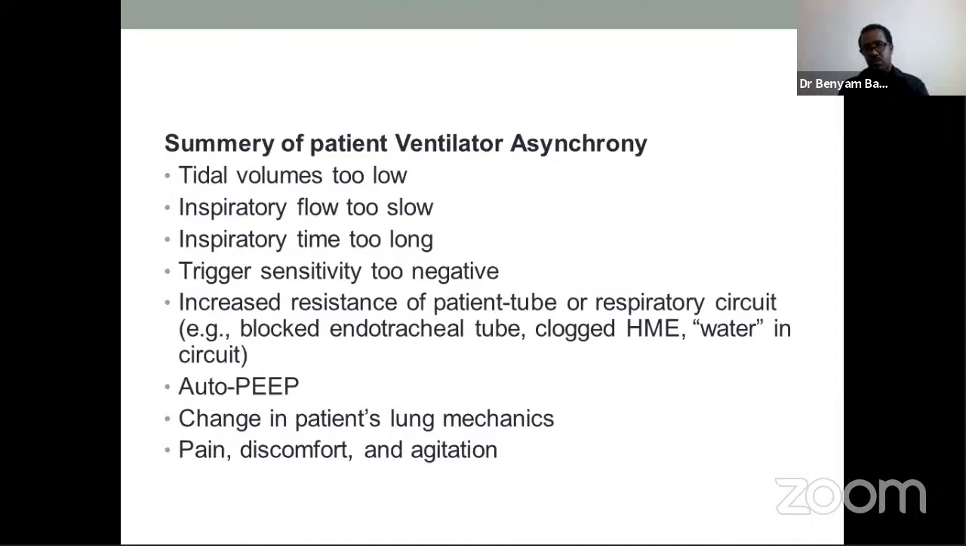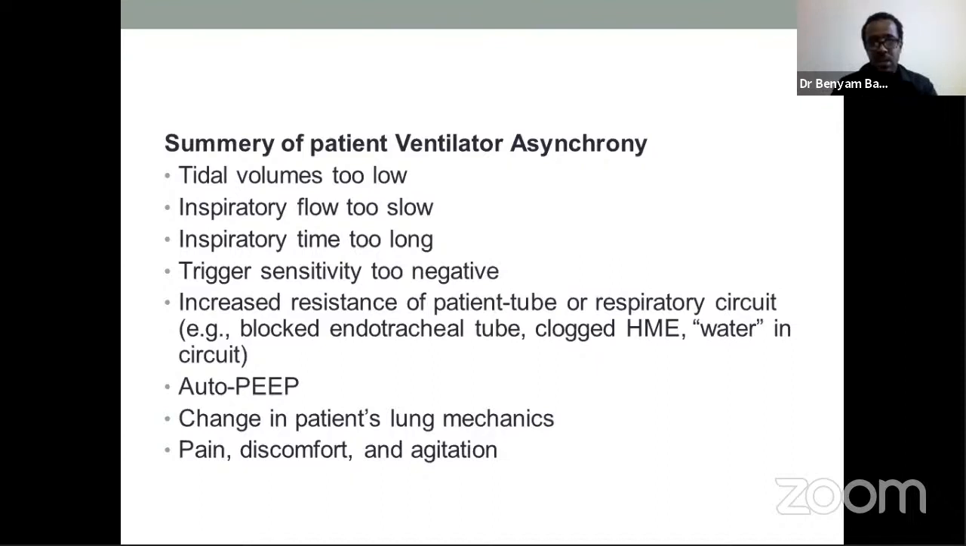The other thing we need to think about, whenever we have patient-ventilator asynchrony, is whether there is any increase in the pressure in the patient tube or respiratory circuit. So we should check the loops or the scalars, and we should check the alarm settings. So what is the pressure limit, or the maximum pressure that we can tolerate? We should also check that whenever a patient develops ventilator asynchrony.